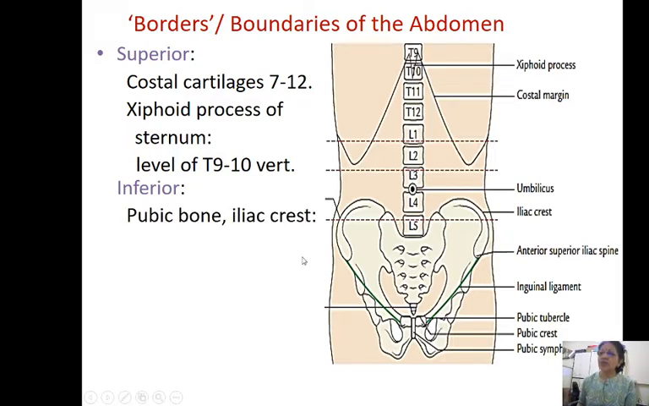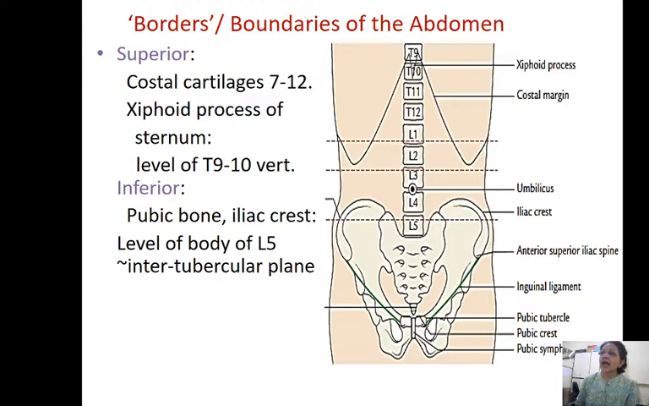The inferior boundary would be where the upper edges of these pelvic bones are. So here it would be the pubic bone, the superior border of the pubis, the pubic symphysis. So this would be the superior edge of the inferior boundary of the abdominal wall, and that at the back is the intertubercular plane.